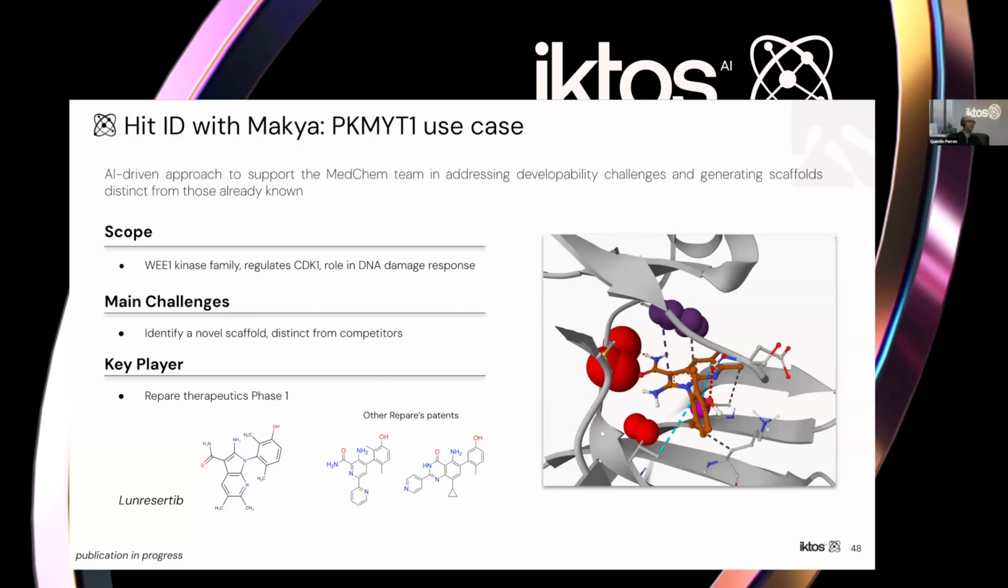If you look at PKMYT1 targets, one of the lead series has been patented by Repare Therapeutics. It is in phase 1 right now. It's lenresertib. As you can see, these are very nice molecules. If you see other Repare patents, you have another type of scaffold. But if you look closely, you see the same type of groups, where on the right-hand side you have a phenol, as you can see here.